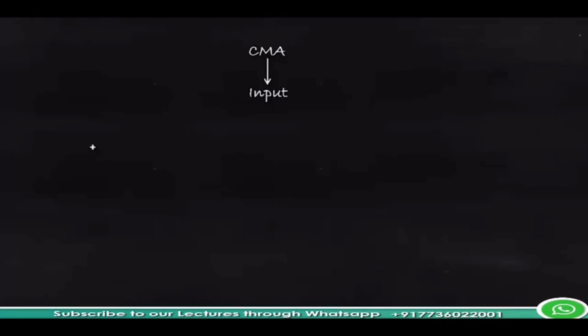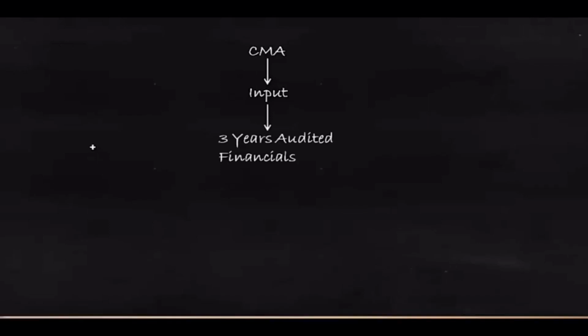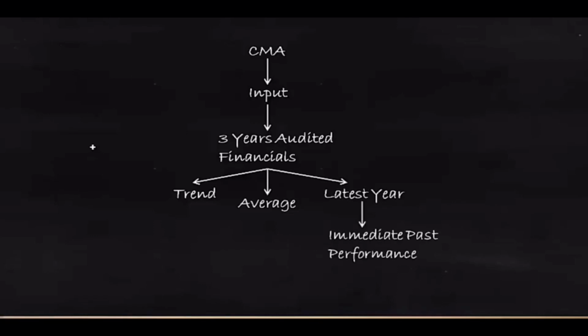So in CMA we have to give input that is basically for the past as well as for the future. But when you give input for the past 3 years audited financials, you are facilitating, number one, understanding the trend of the company, how the company has moved in the past 3 years. You can also get the average performance of the company, and you will also get to know the latest year or immediate past performance of the company.